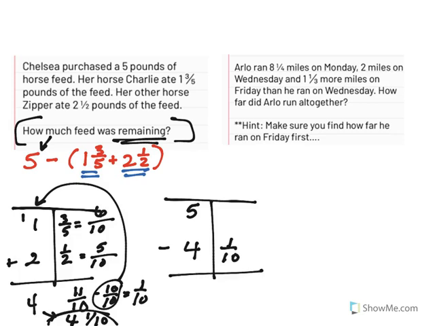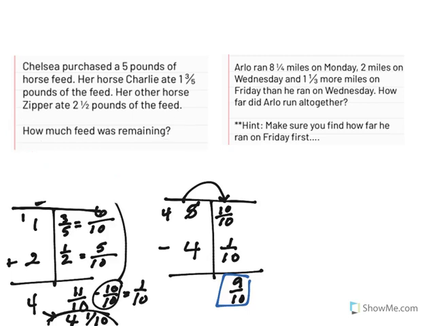So we have 5 minus 4 1/10. I cannot take 1/10 away from nothing, so I have to decompose a whole to the fraction side. 10/10 minus 1/10 is 9/10. 4 minus 4 is 0. So our answer is 9/10. How much feed was remaining? 9/10 feed remained in the bag.